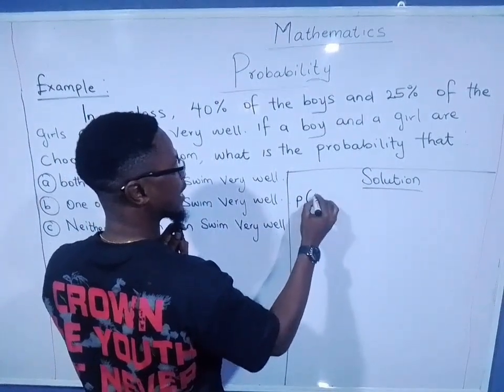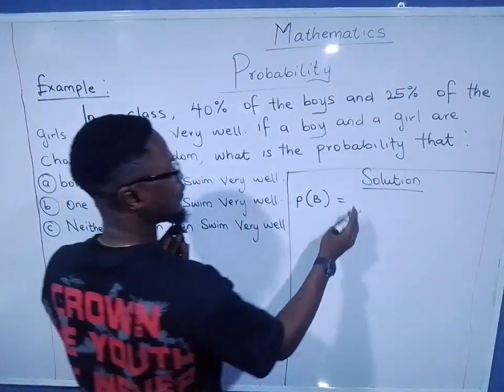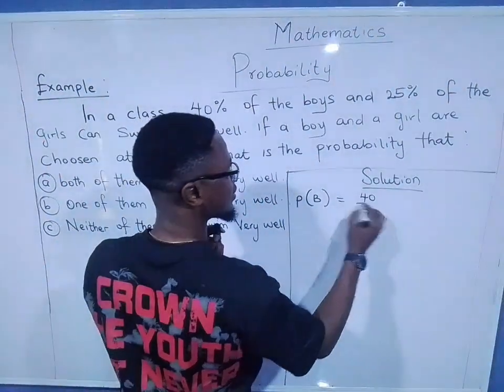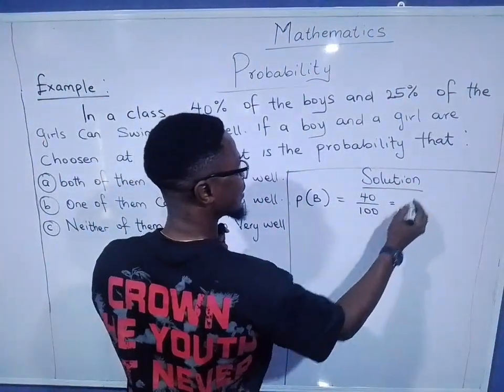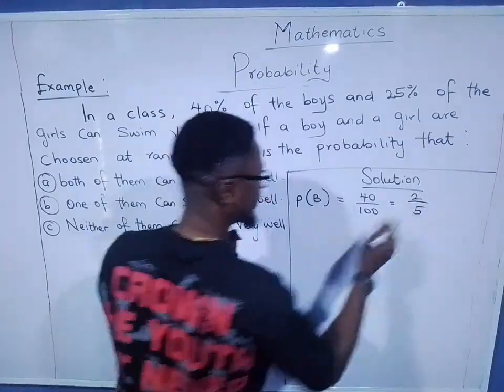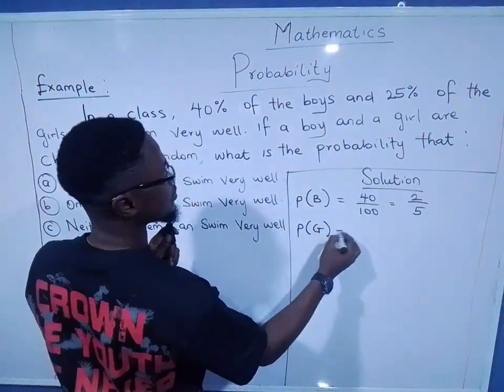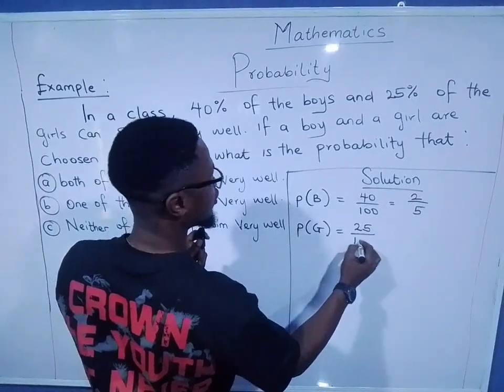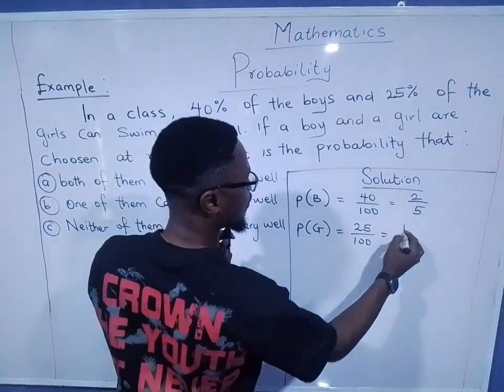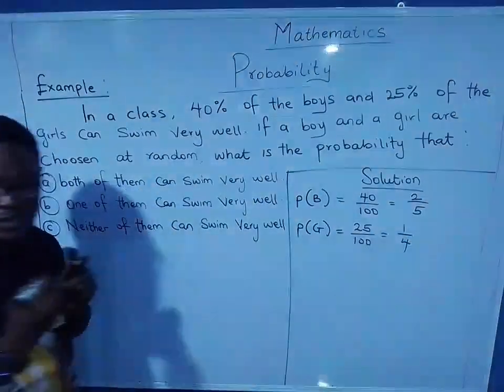Probability that a boy can swim is what? 40%, which is 40 over 100. Lowest term, 2 over 5. Probability that a girl can swim is what? 25 over 100. Lowest term, 1 over 4. So these are the two probabilities that we are working with.